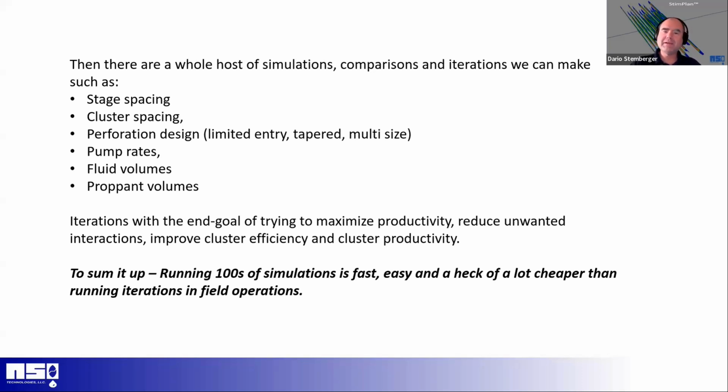The one well that didn't, we found out later, turned out to be a linear job because they couldn't get the gel to cross-link. So it was linear and it screened out early, and that frac height stayed within the zone of interest, and so no water. So at the end, what we're trying to do is run multiple simulations, and we can do hundreds of these very quickly, and it's a lot cheaper and a heck of a lot better than running iterations in the field.